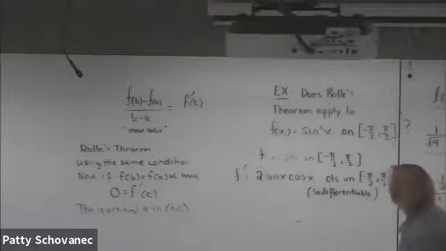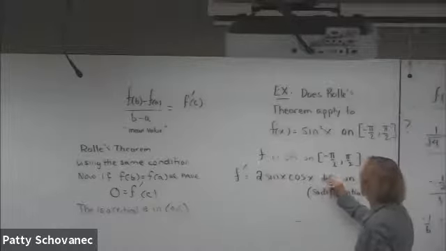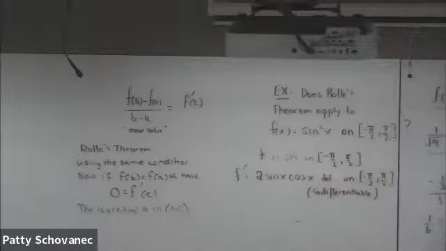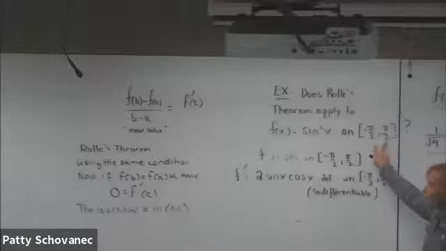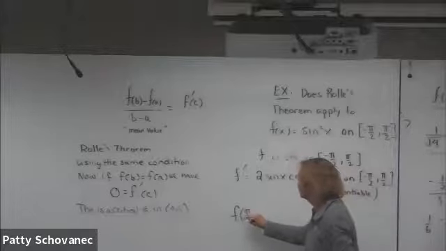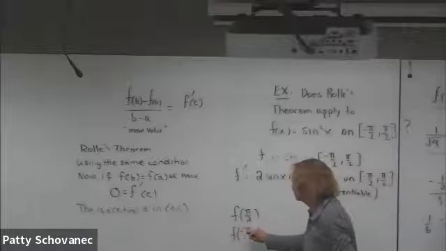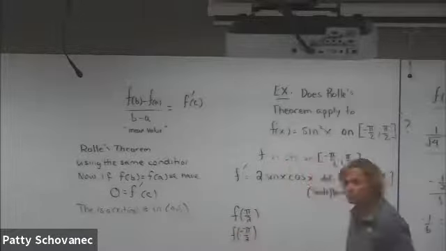Let's just say f is defined. And so now we have to check what the value of this function is at the two endpoints. So let's compare f of pi over 2 with f of negative pi over 2. If they're the same value, then we can use Rolle's theorem.